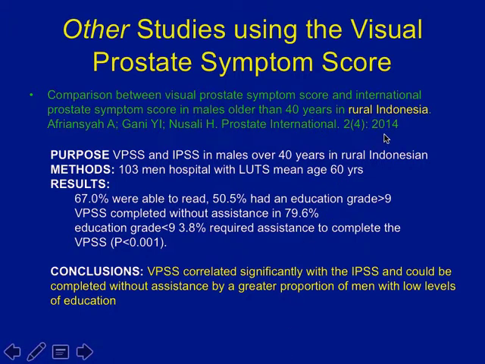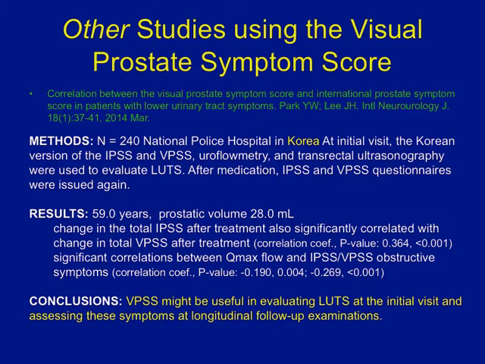So the score last year was tested in rural Indonesia, so completely different culture, and they validated it against the IPSS, and they came to similar conclusions that they had come to in South Africa, that around 80% of people could complete this score on their own.